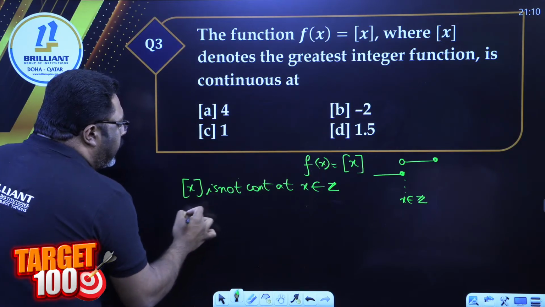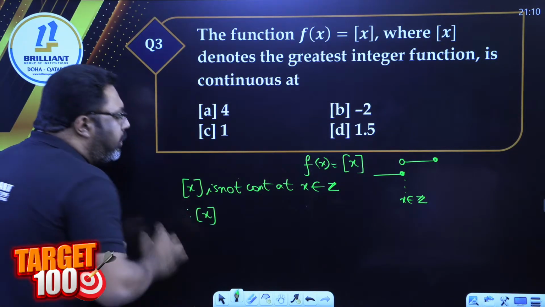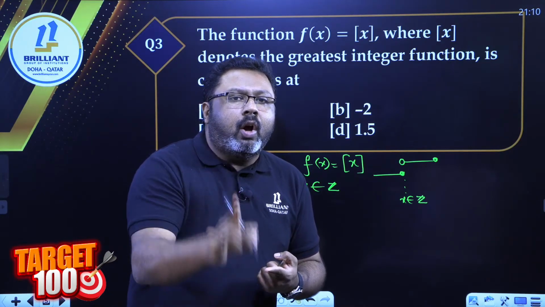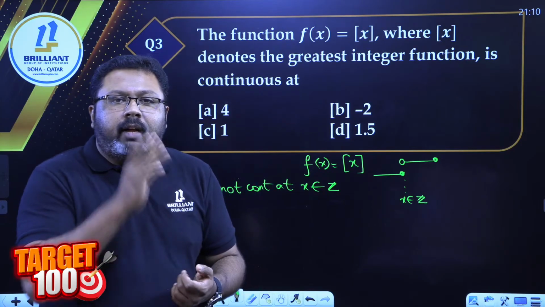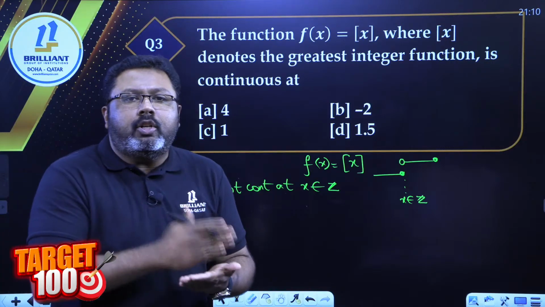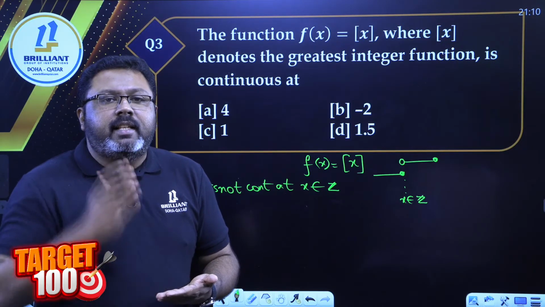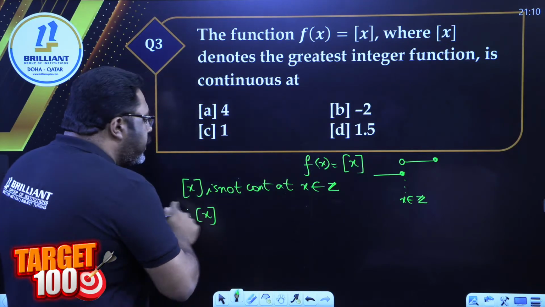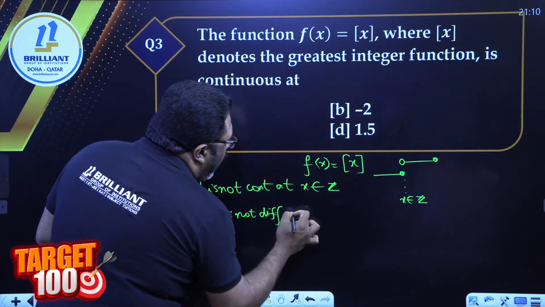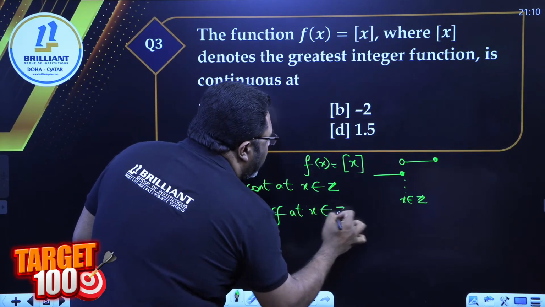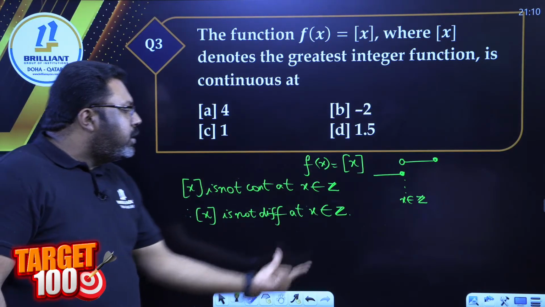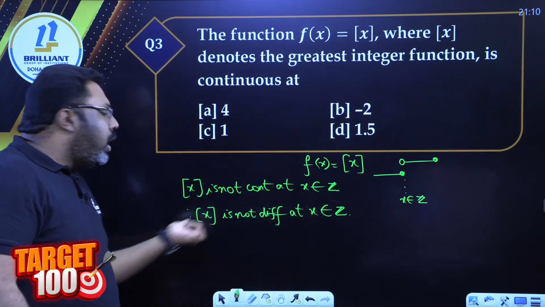If it's not continuous, we know the property of differentiability which says that a function which is not continuous is definitely not differentiable. The common relation between differentiability and continuity is that if a function is not continuous, it can never become differentiable. So greatest integer is not differentiable as well. So keep this idea in mind always. When x is an integer, it's not continuous. Similarly, when x is an integer, it's not differentiable.